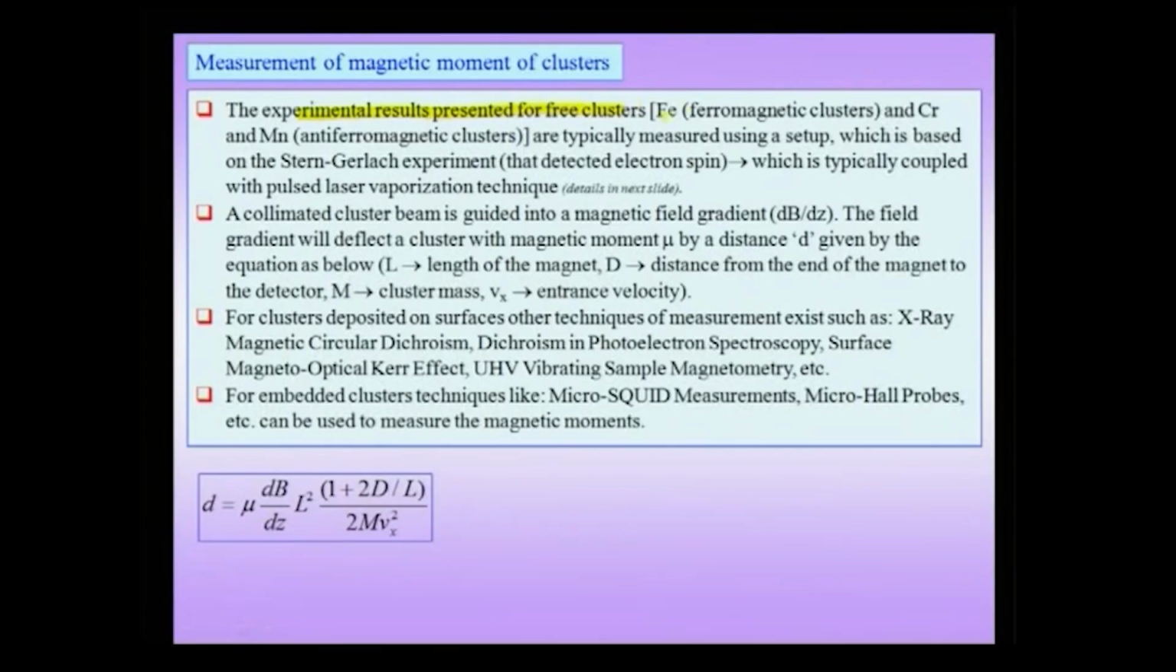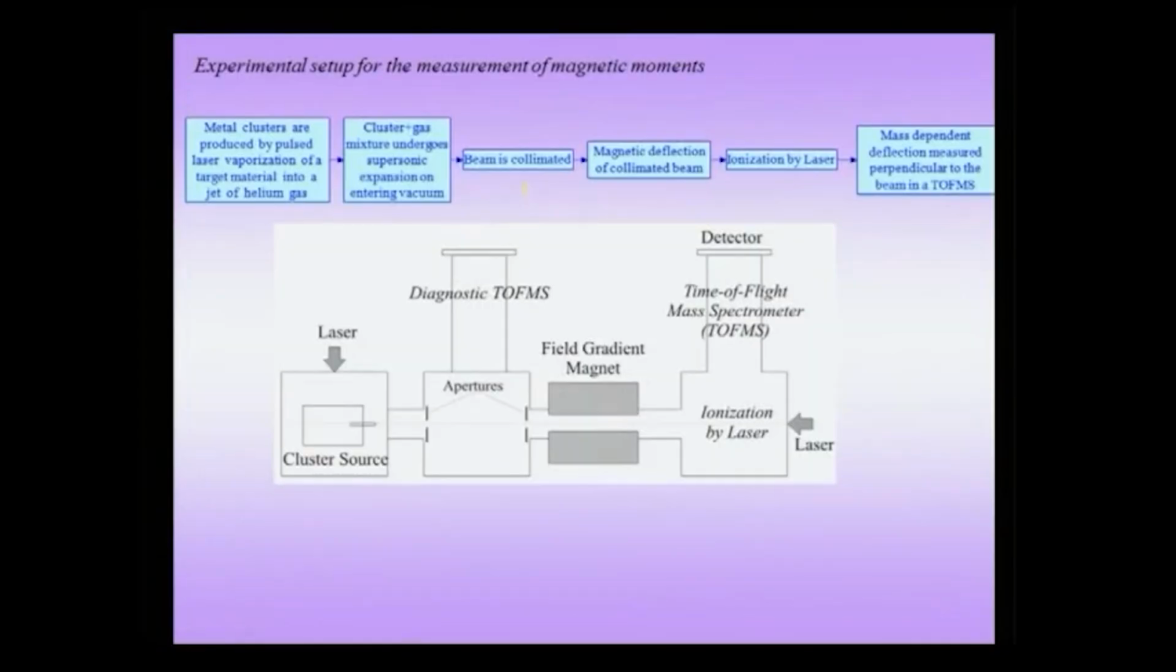For instance, this could be iron ferromagnetic clusters, or it could be chromium and manganese antiferromagnetic clusters, and the typical experimental setup is based on the classic Stern-Gerlach experiment, which was first used to detect the electron spin. Now, typically this Stern-Gerlach kind of experiment is coupled with pulse laser vapor deposition techniques, and we shall consider some of these details in the next slide. So, typically such an experimental setup is what is used for the detection of the magnetic moment. At the heart of such an instrument is what we might call the time of flight mass spectrometer, and the whole setup starts with a cluster source.